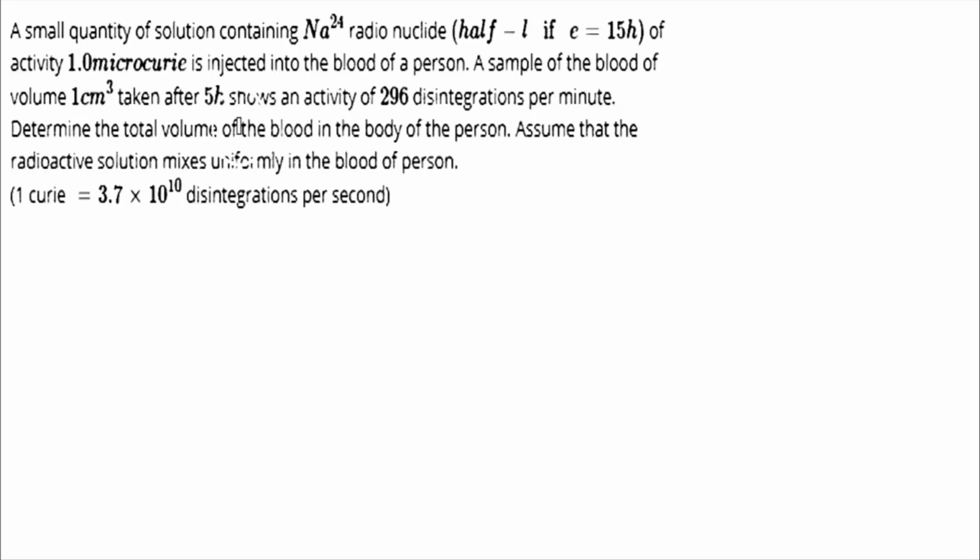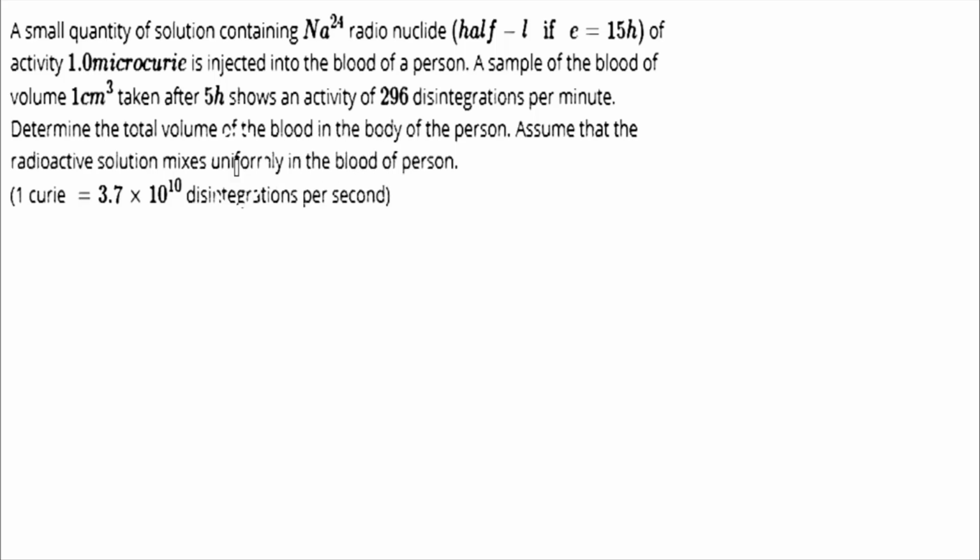Hello everyone, let us start with our question. In this question, what is given? That a small quantity of solution containing Na24 radionuclei, half-life is given, of activity 1 microcurie is injected into the blood of a person. Now a sample of blood of volume 1 cm cube taken after 5 hours shows an activity of 296 disintegrations per minute. Now determine the total volume of the blood in the body of the person. Assume that the radioactive solution mixes uniformly in the blood of the person.